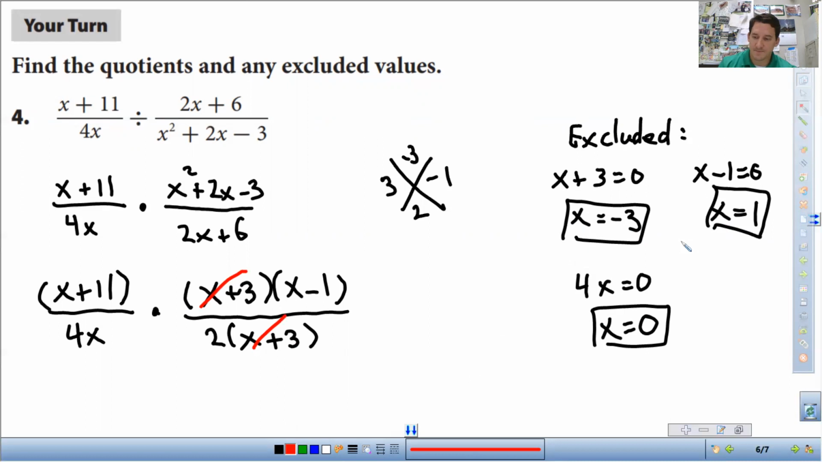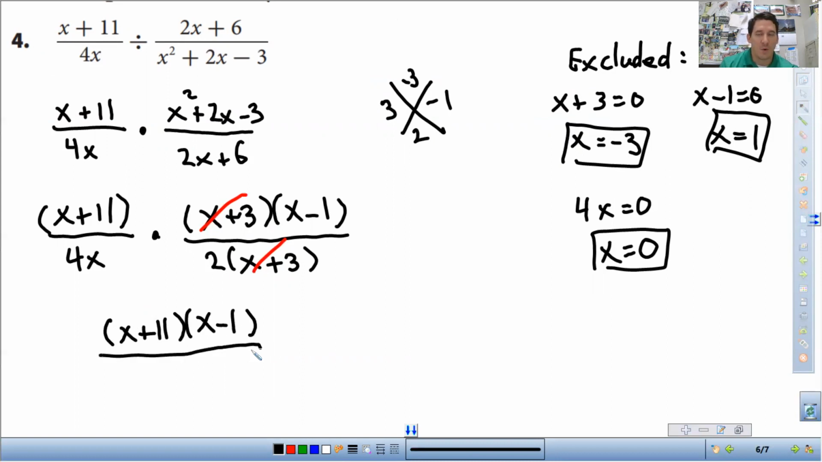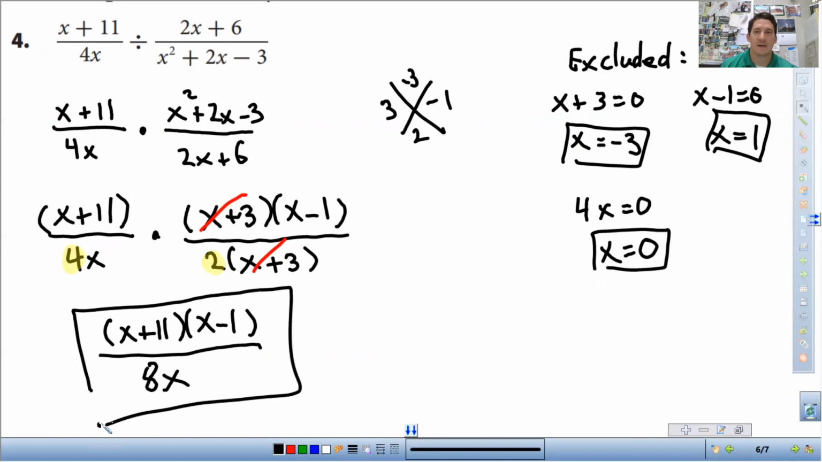Now that we have the excluded values figured, cancel out common factors in top and bottom. Just the one there. And then when you multiply things back together, don't worry about foiling it out or multiplying. Just leave it in its factored form. So x plus 11 times x minus 1 over, and the one thing that you do multiply is whole numbers. So if you look down here, you have 2 times 4. Go ahead and multiply that out. So it'll be 8x on the bottom. We can leave it like that.